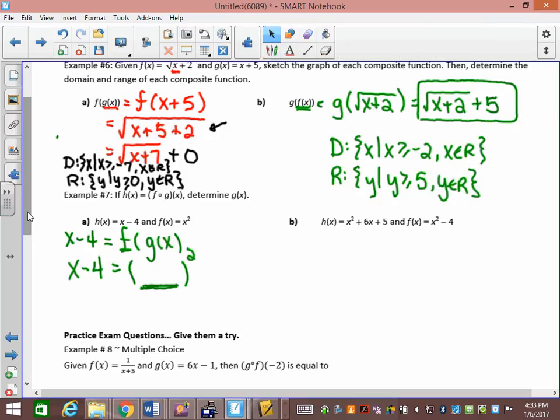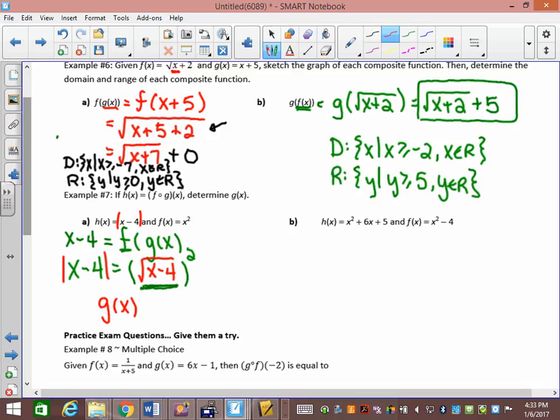Okay? So we could put in square root x minus 4. If we put in square root x minus 4, we're technically going to actually get the absolute value of x minus 4. This technically should be absolute value of x minus 4 because the value underneath the square root at this point in time needs to always be positive. So our g of x can be the square root of x minus 4 if h of x is the absolute value of x minus 4.